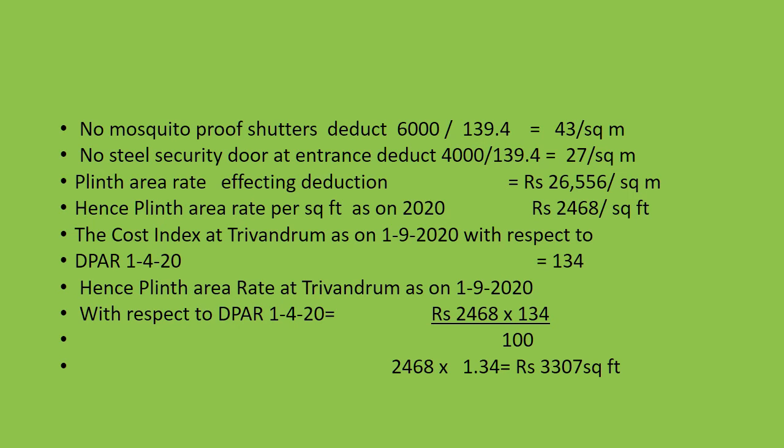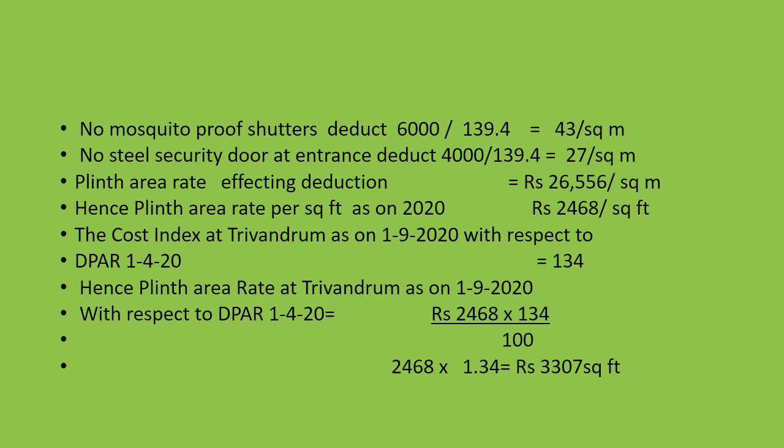As per the specification, mosquito-proof shutters have to be provided, so we can make a deduction for that. Then there is a steel security door at the entrance, so you have to deduct. So the plinth area rate after effecting the above deductions works out to rupees 26,556 per square meter, which works out to rupees 2,468 per square foot.